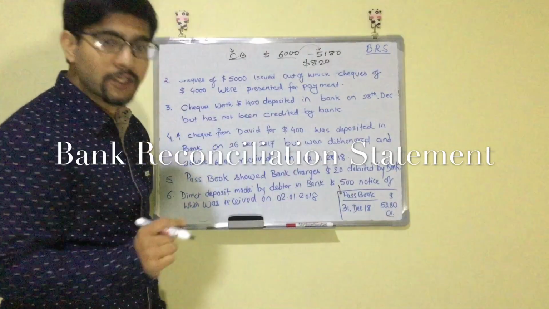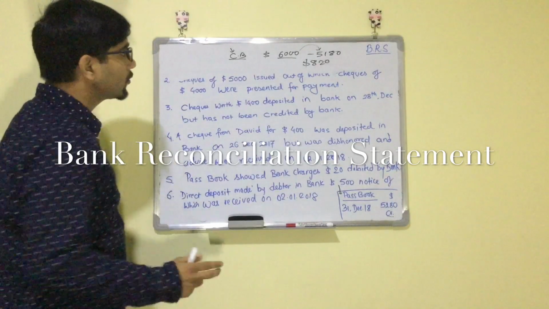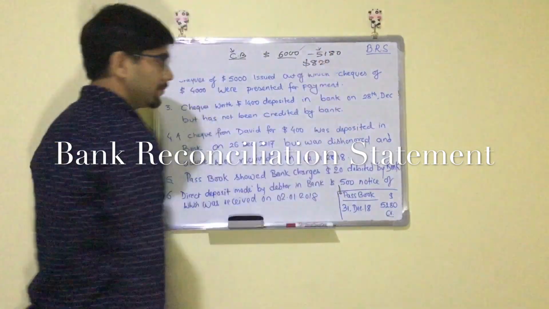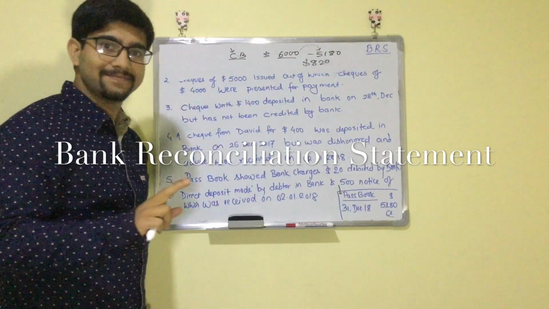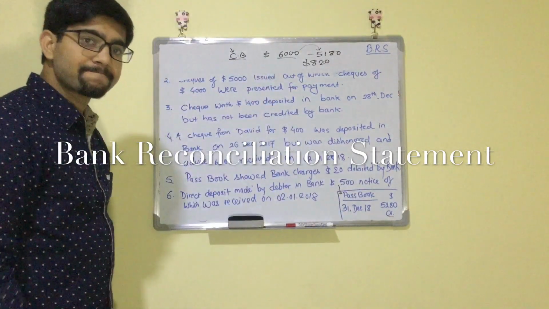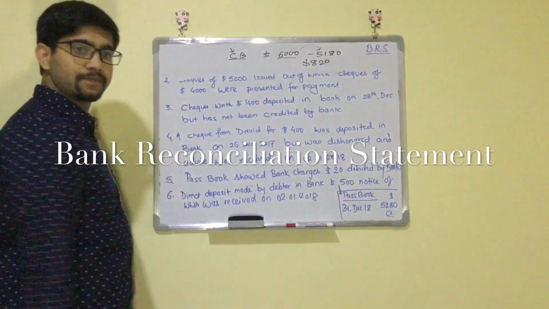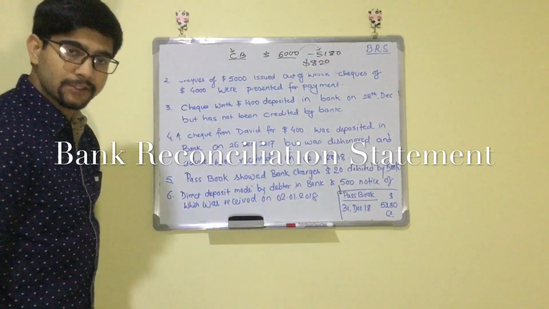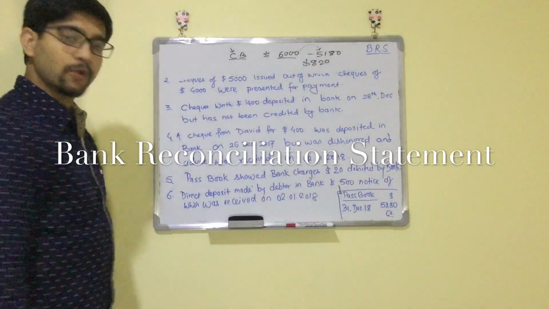Whenever you are preparing a bank reconciliation statement, you have two choices. Either you start from cash book balance or you start from passbook balance. You cannot start from both of them. Luckily we have both balances given in this question. Sometimes a question only provides either cash book or passbook. In this question we can find the balance of both books, so we can start from either.